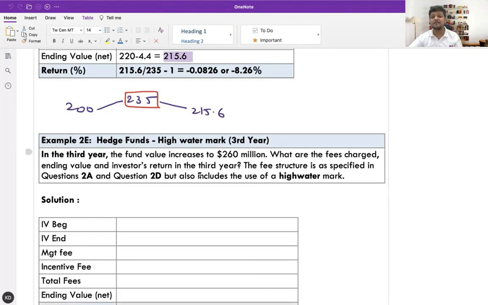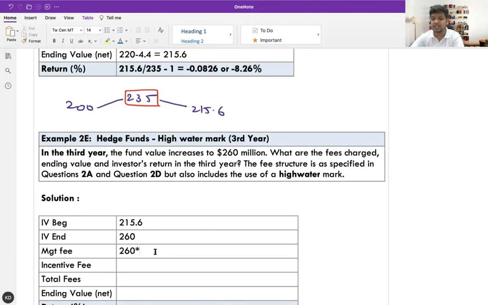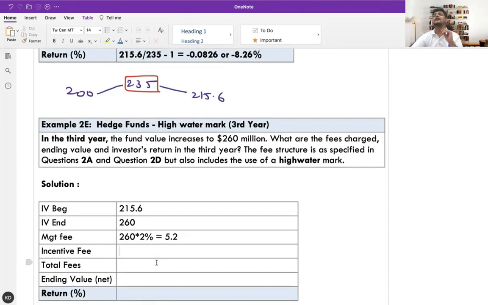Now they're saying in the third year, the fund's value increased to 260 million. Okay. Now the fund's value has gone to 260. So the investment value at the beginning of the third year, can I say, is equal to the ending of the second year, which is 215.6. Correct. And then they are saying that the value increased to 260. The management fee will be 260 into 2%. Am I correct? Yes. Does the fund, first of all, qualify for incentive? Yes or no? Yes. Why? Because it has breached the high watermark. So it does qualify for incentive.